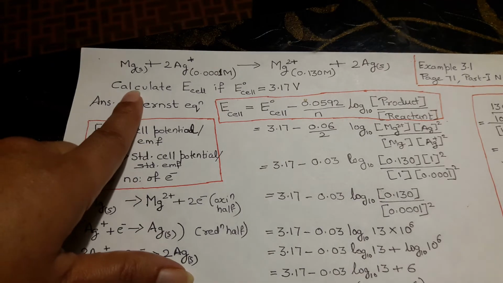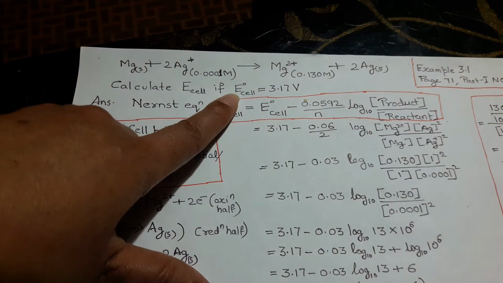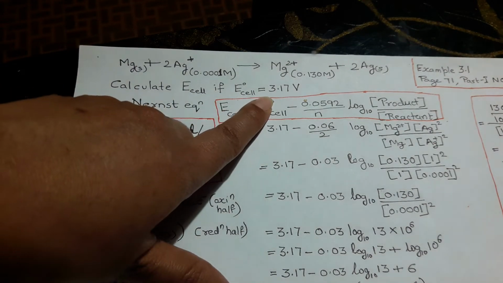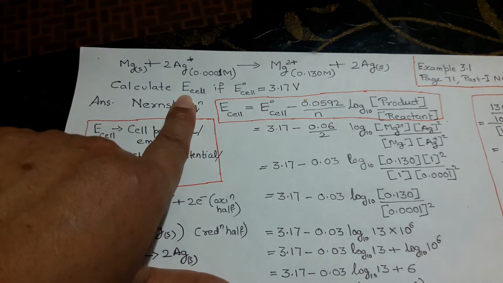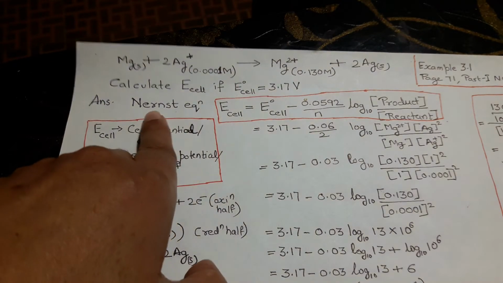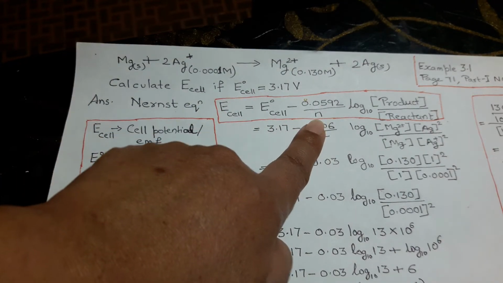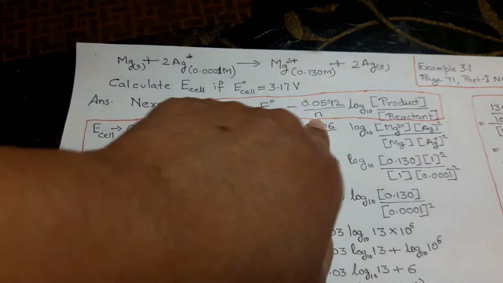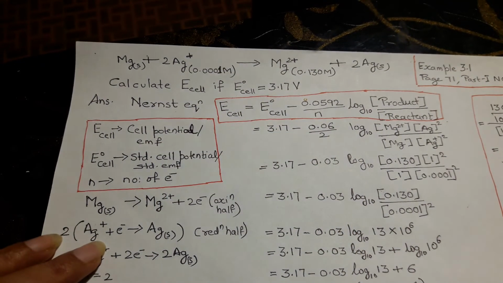Today we calculate the cell potential if the standard cell potential given for the reaction is 3.17 volt. We know that to calculate the cell potential, which we also call EMF, we use the Nernst equation. Now in the given Nernst equation, we need to find n as well as the concentration of product and the concentration of reactant. First we go for finding the value of n.